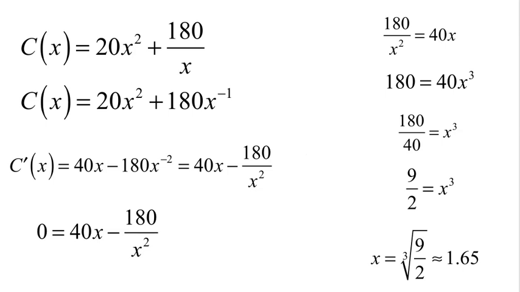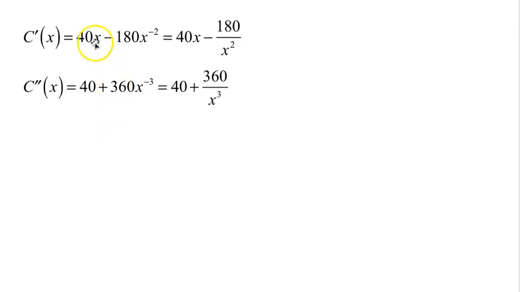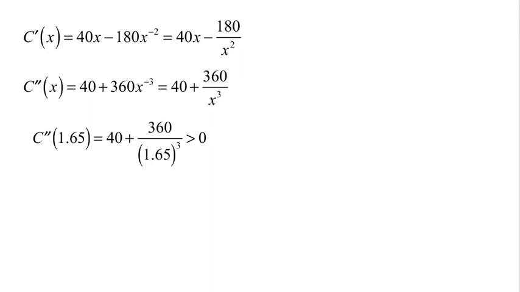Now, do I know for sure that is minimum rather than maximum cost? What am I going to choose to do here? So there's our first derivative. There's our second derivative. 40, negative 2 times negative 180 plus 360 decreases by 1x to the negative 3. So my second derivative of x, using the second derivative test, is 40 plus 360 over x cubed. Now what is the second derivative at our critical value? Our critical value was 1.65. 40 plus 360 over 1.65 cubed.